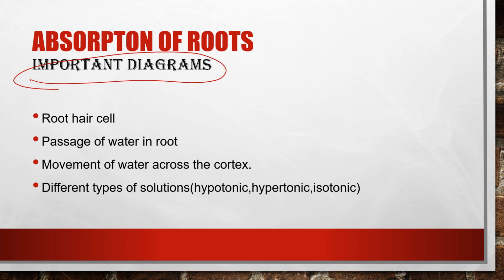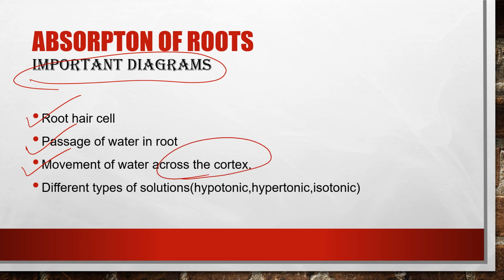The first one is the root hair cell. It is very important. They can give you one root hair cell and they can give you some parts also labeled, and they can tell you to write the labeled parts, and they can ask you about the functions of these individual parts. Now next one is the passage of water in root. The third one is the movement of water across the cortex.